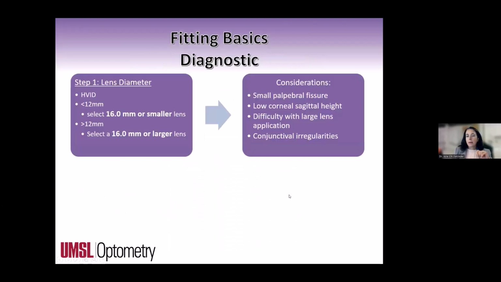All right. How we pick this lens, if we're going to streamline the fit, let's talk about how we fit it. Diameter first. Look at the HVID. Pick your diameter. If your HVID is 12 millimeters or less, you can go with a 16 millimeter or smaller lens. If it's 12 millimeters or larger, you probably need to stick around that 16 or go a little bit larger. And that's just ensuring limbal clearance. Okay, that's not a hard and fast rule, but it's what I like to follow. If I'm hanging around 12, I'm fine going with a 15.8 millimeter lens. If it's a little bit larger than 12, I'm probably going to skew to maybe a 16.5.